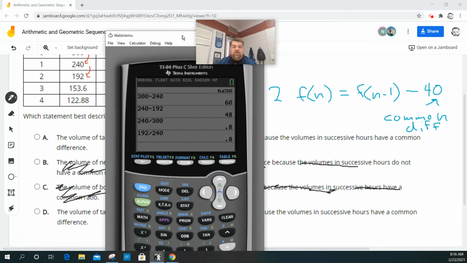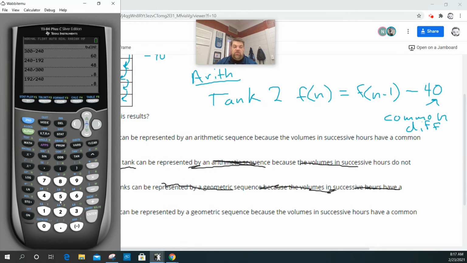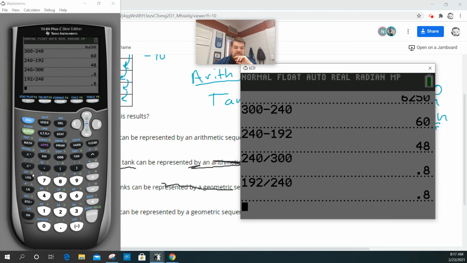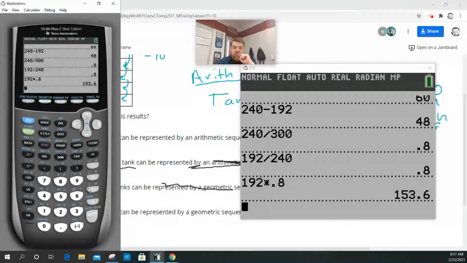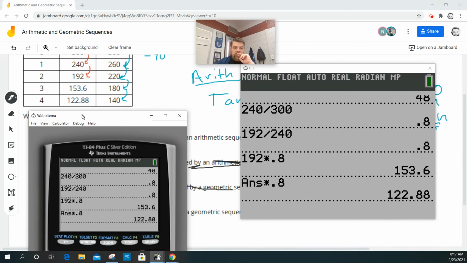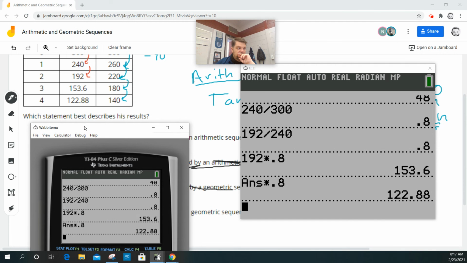So what is it that I need to multiply 192 by 0.8? So I'm going to say 192 times 0.8. Ooh, times 0.8. Well, that's correct.